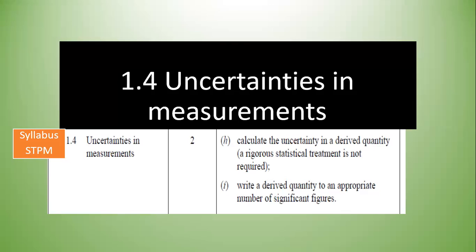Okay, let's go to the syllabus. It's 1.4, Uncertainties and Measurement. Calculate the uncertainty in derived quantity. Rigorous statistical treatment is not required. Write a derived quantity to an approximate number of significant figure. Okay, let us make a start.